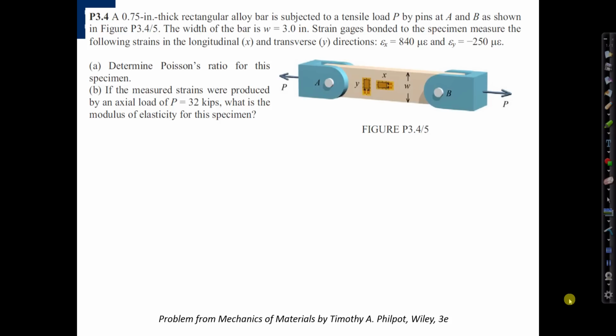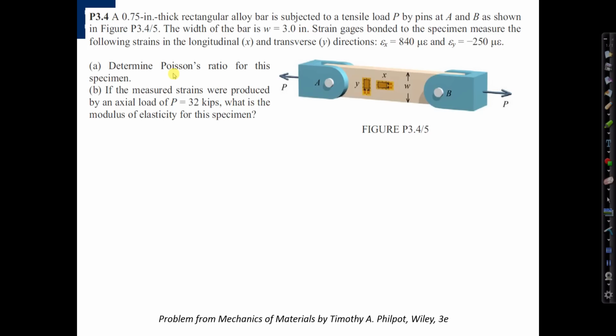Let's read the problem statement. A 0.75-inch thick rectangular alloy bar is subjected to a tensile load P by pins at A and B as shown. The width of the bar is W equals 3 inches. Strain gauges bonded to the specimen measure the following strains in the longitudinal, that's along the length, and transverse directions. Epsilon x equals 840 microstrains and epsilon y equals negative 250 microstrains.